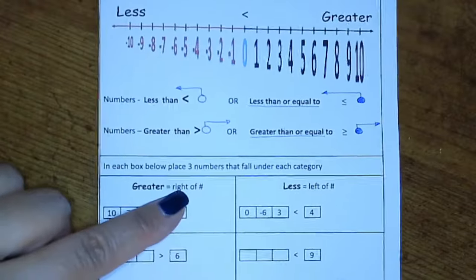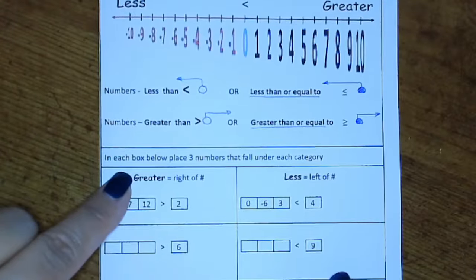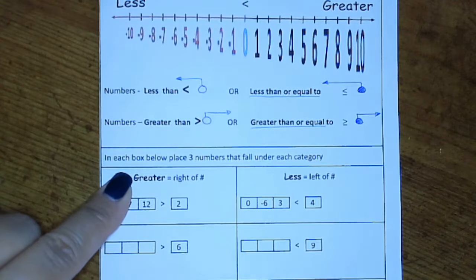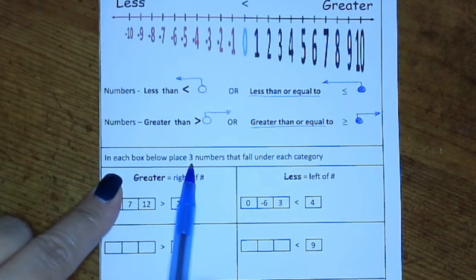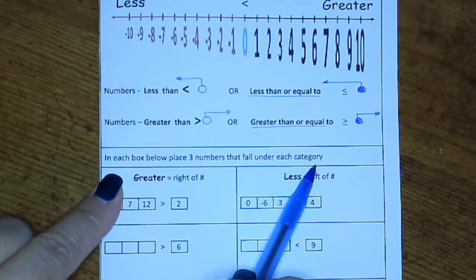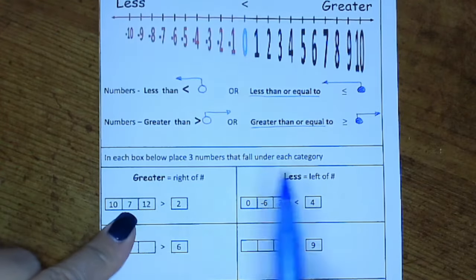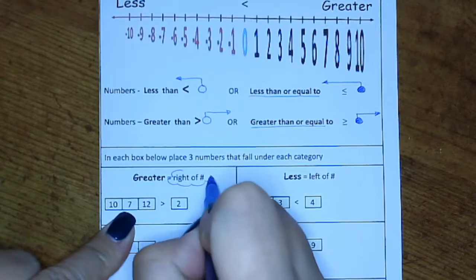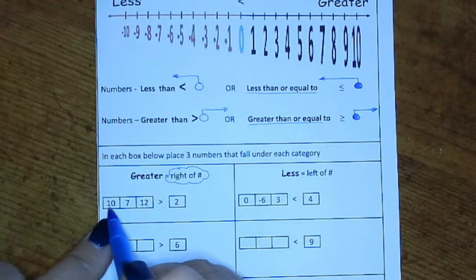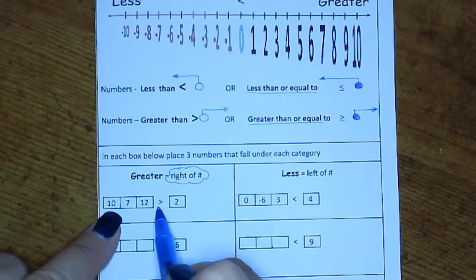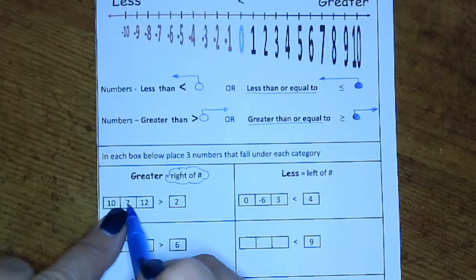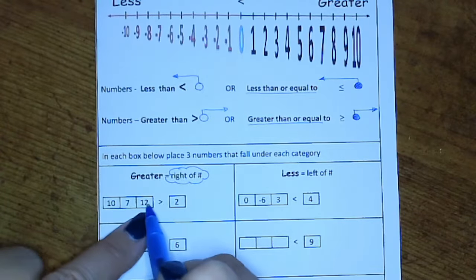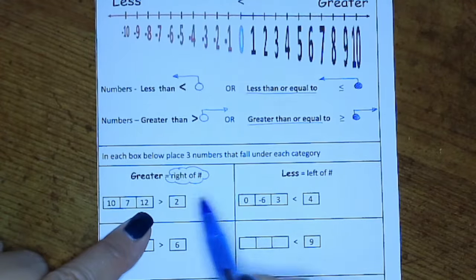Let's go there slowly. How do we determine the solution set represented in an inequality? In these boxes below, we'll place numbers that fall under each category. Greater means to the right of a number. For instance, in these three boxes, I have three numbers that are greater than 2. 10 is greater than 2. 7 is greater than 2. 12 is greater than 2.